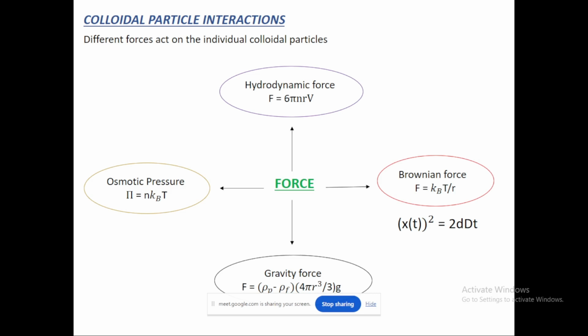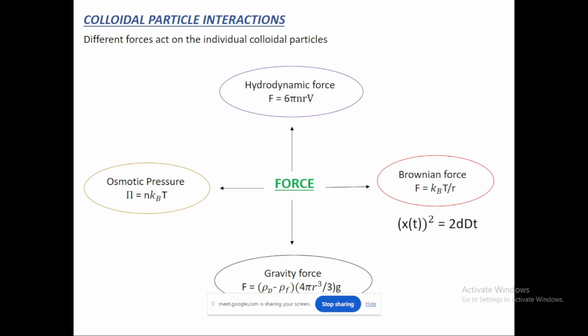So the effect of the neighboring atoms on a particular atom will be there, if they are close to each other. Like that, we will discuss the different forces that act on the individual colloidal particle, which are of various natures. We have four different types of forces. One is the hydrodynamic force, another is the Brownian force, another is the gravitational force or net gravitational force, and the last one is the atmospheric pressure.